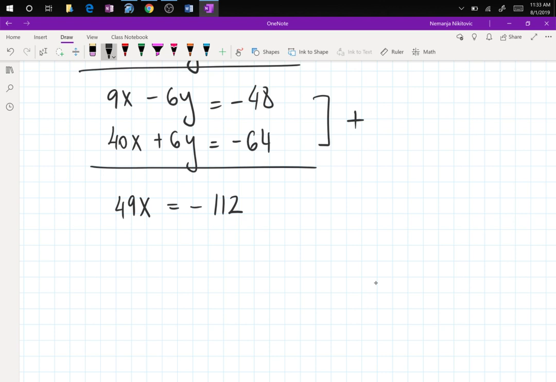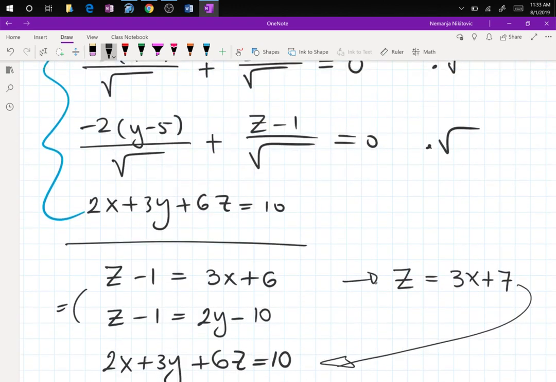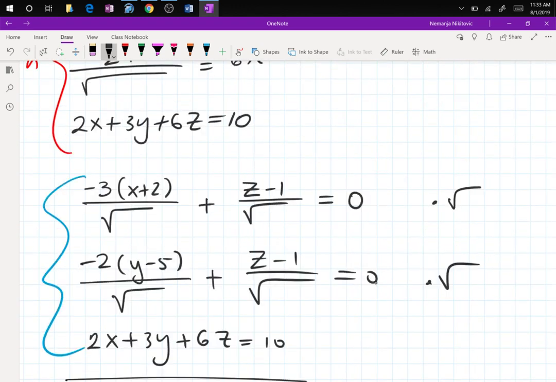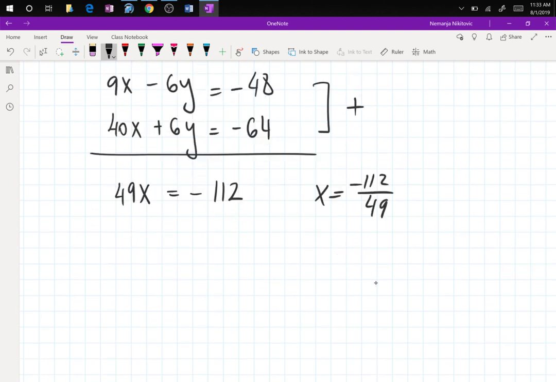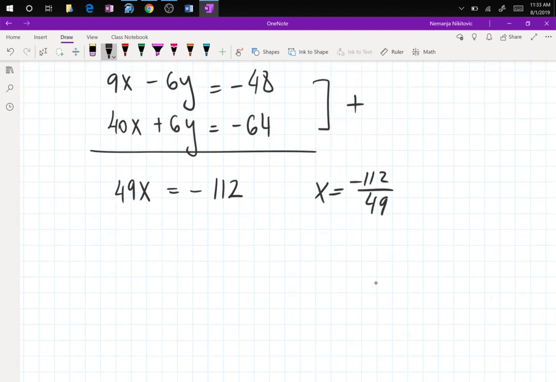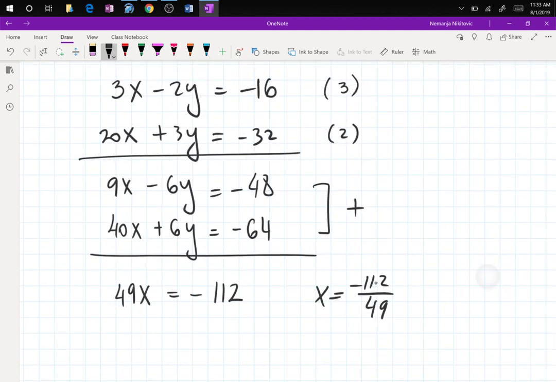I don't like these numbers, but such is life. x equals negative 112 divided by 49. 49 times 2 is... 49 times 3. Yeah, doesn't work. So there could be an algebraic mistake somewhere in the last 15 pages of work. But we have x. And now you can calculate y.